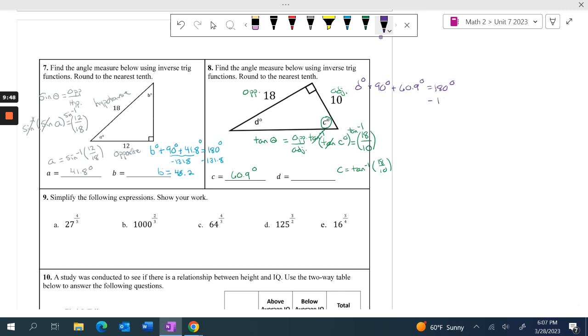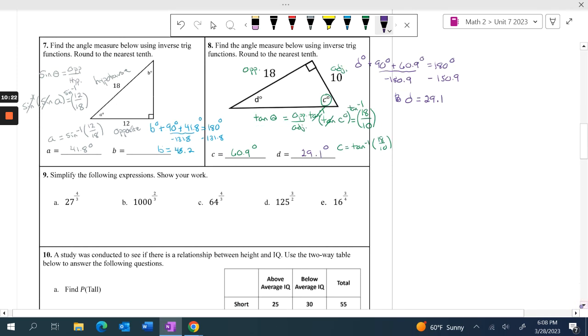I would subtract 150.9 from both sides of the equation. I combine the 90 and the 60.9. That's where I got the 150.9 from. And then D would be equal to 180 minus 150.9, which is 29.1. Okay, so D is equal to 29.1 degrees. All right, moving on.